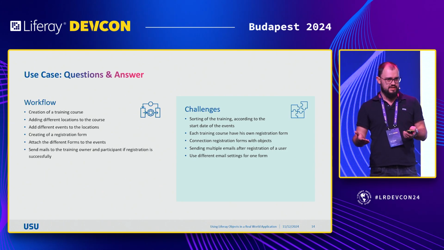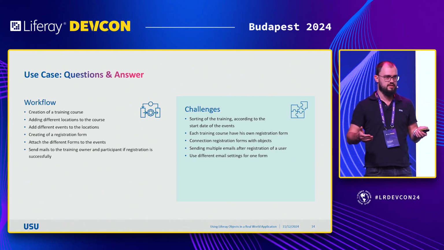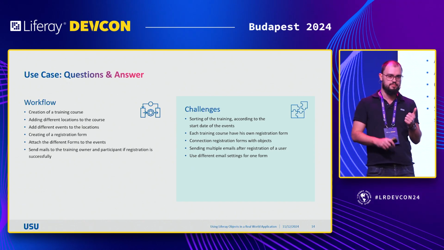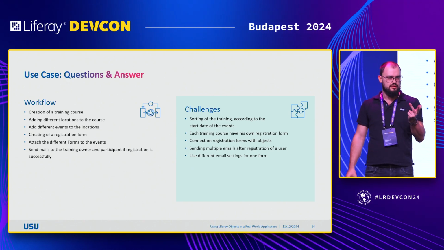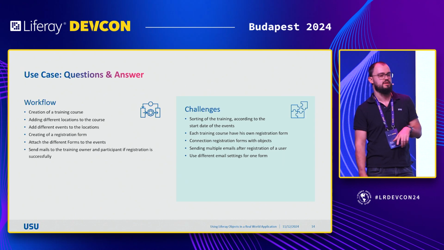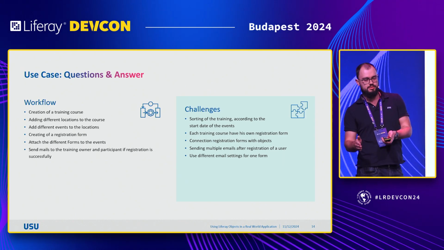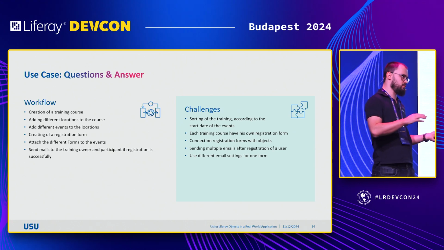And for each of these locations, you have single or multiple events, like the first event is on the 1st of December in Munich, the second one is on the 7th of December in Munich, and so on. So you have for each training multiple locations, and for each location, multiple events.